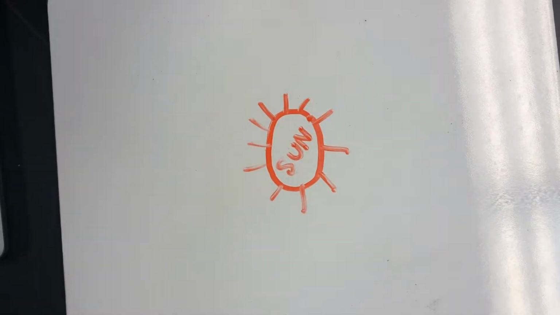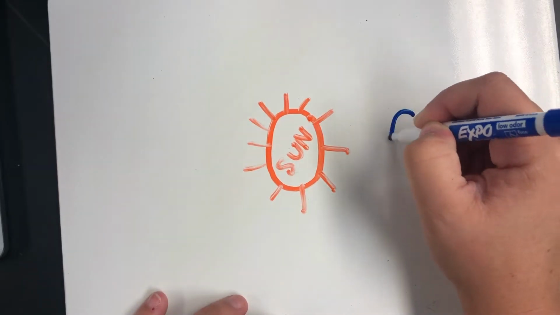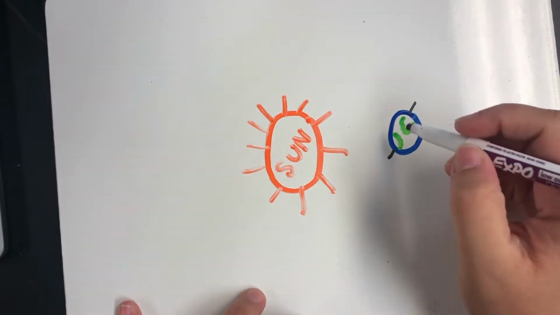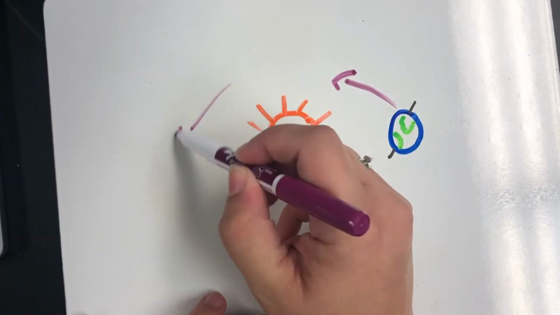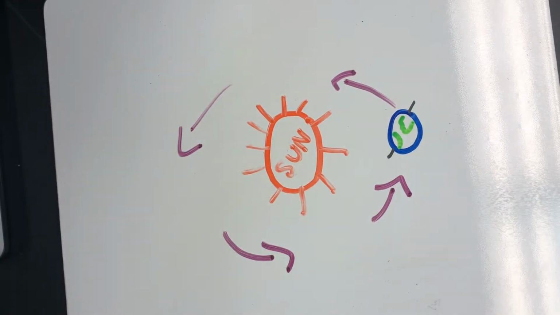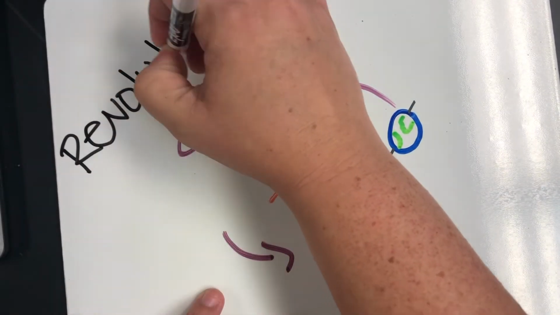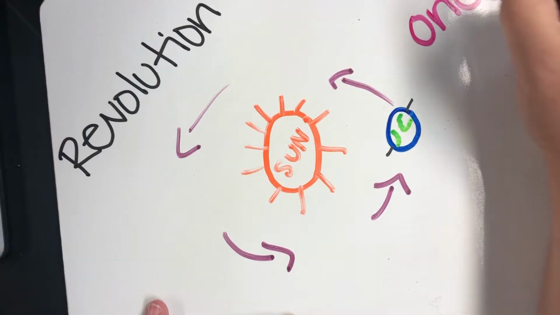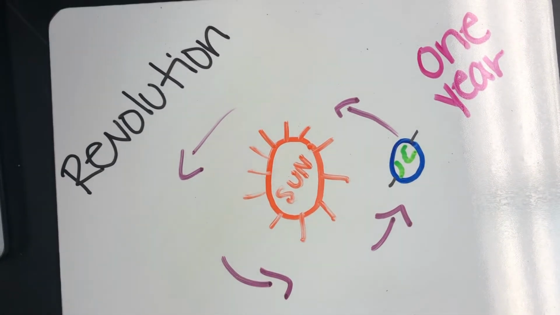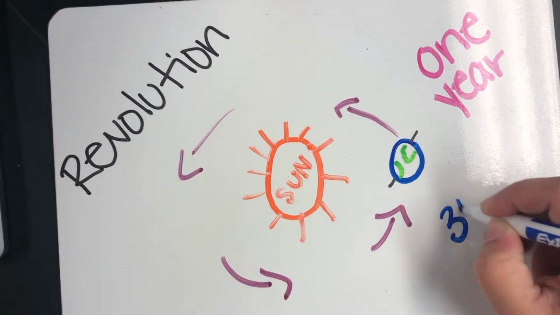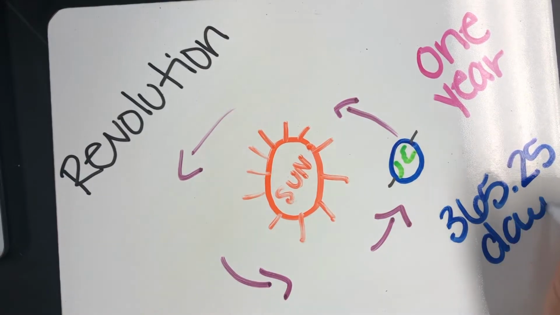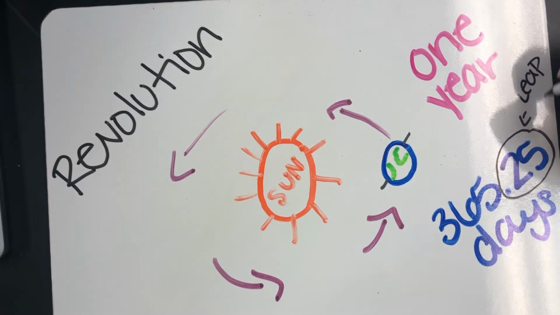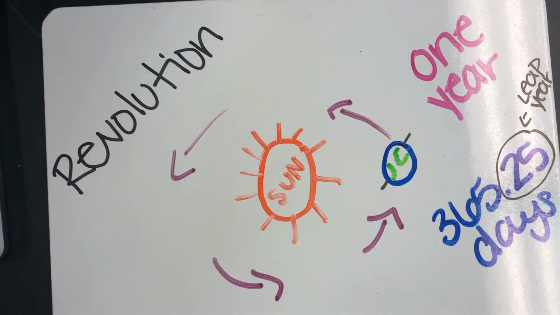Along with rotating on its axis, Earth also travels around the sun. This movement of one object around another is called revolution. One complete revolution of Earth around the sun is called 1 year. One full revolution around the sun takes 365.25 days on Earth. That 0.25 of a day is why we have leap year.